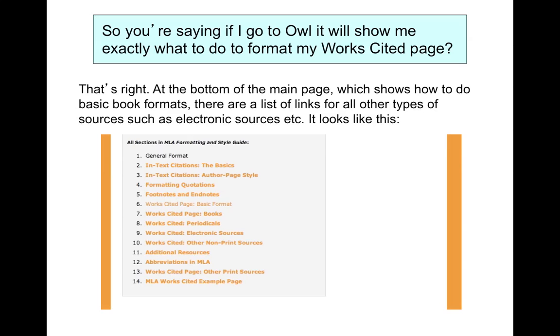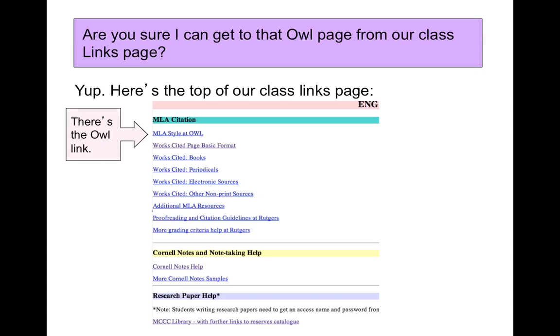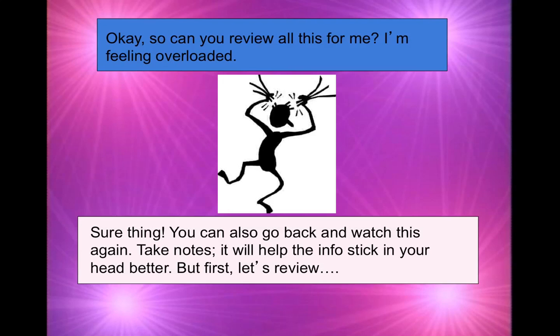So you're saying if I go to OWL, it will show me what to do to format my works cited page? That's absolutely correct. Sometimes keep class links, and that always has OWL on it, and you should be able to find it from Google, like I said before. Can we review it? Sure. Let's do a quick review.